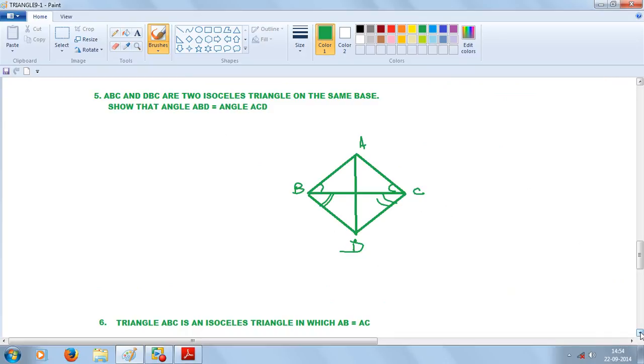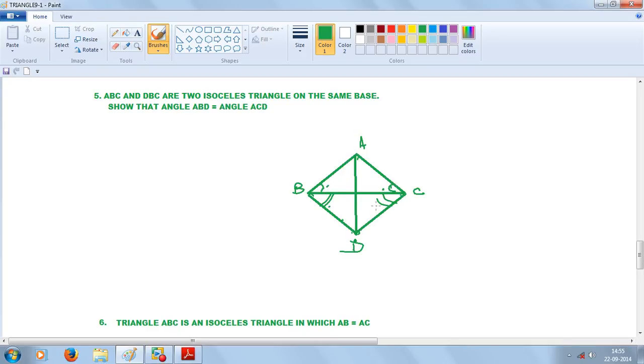In this, ABC and DBC are two isosceles triangles on the same base. What do we mean by isosceles triangle? Angle ABC is equal to angle ACB. Similarly, angle DBC is equal to angle DCB. These two triangles are isosceles triangles on the same base BC. Now what we have to show? Show angle ABD is equal to angle ACD. It is very simple.